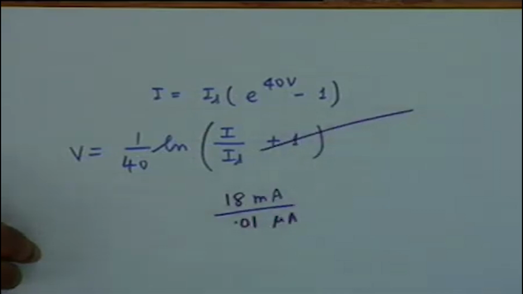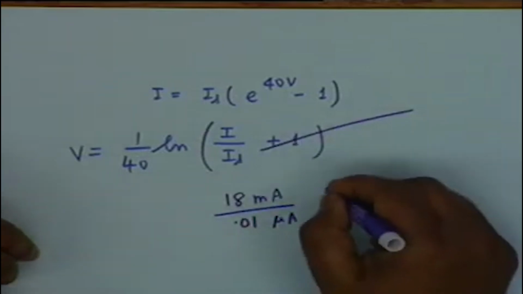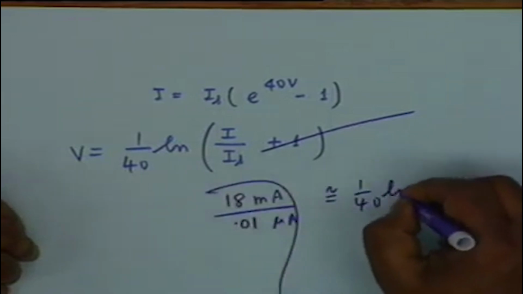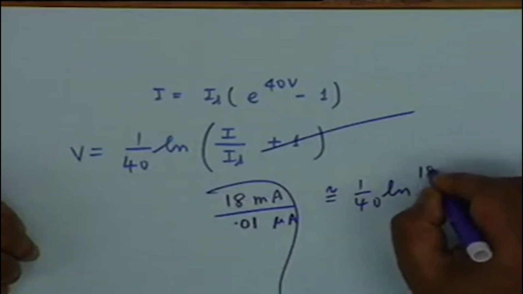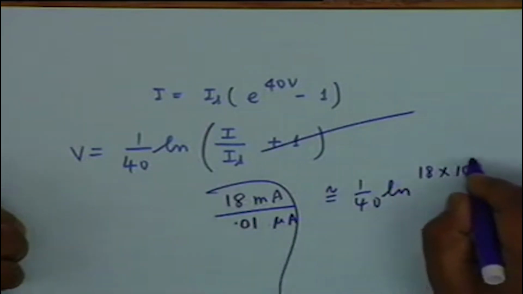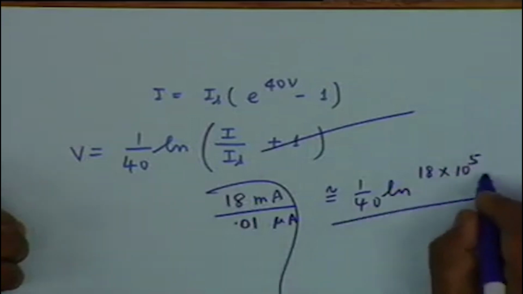to 1, and that can be ignored, and therefore this would be equal to 1 by 40 log of 18 times how much? 10 raised to the 5. Okay, so many volts.